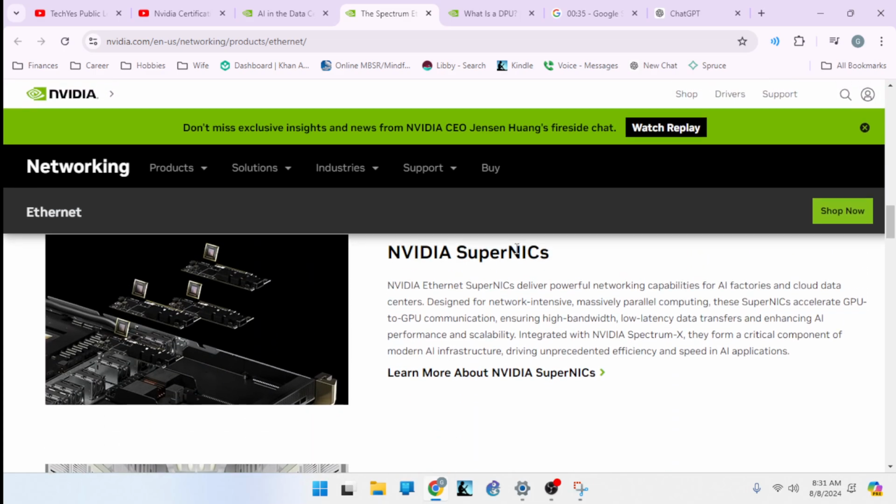All right, so next is NVIDIA SuperNICs. NVIDIA Ethernet SuperNICs deliver powerful networking capabilities for AI factories and cloud data centers. Designed for network-intensive, massively parallel computing, these SuperNICs accelerate GPU to GPU communication, ensuring high bandwidth, low latency data transfers and enhancing AI performance and scalability. Integrated with NVIDIA Spectrum-X, they form a critical component of modern AI infrastructure, driving unprecedented efficiency and speed in AI applications.